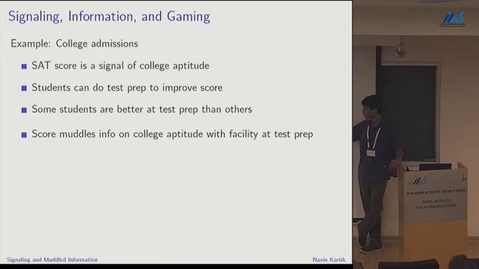So the idea that people talk about in both academic and popular writing is that the SAT score muddles two things. One is intrinsic college aptitude, and the other is your ability to engage in test prep. Okay, so that's the sense in which there's going to be muddling in this example.